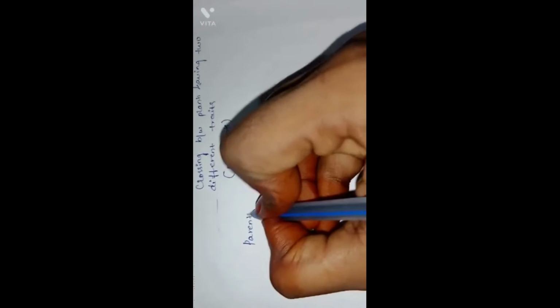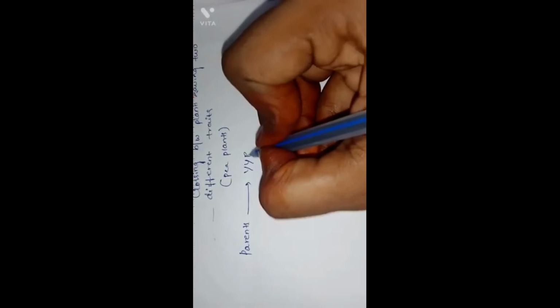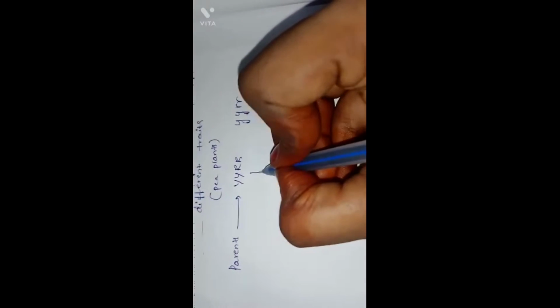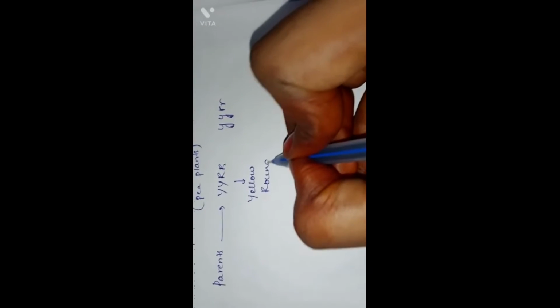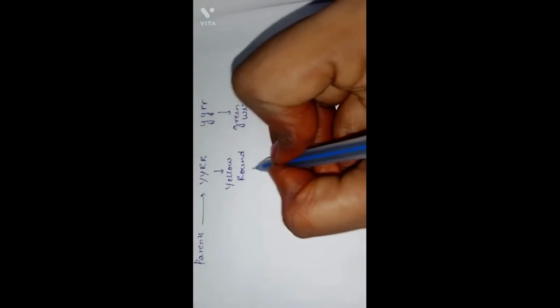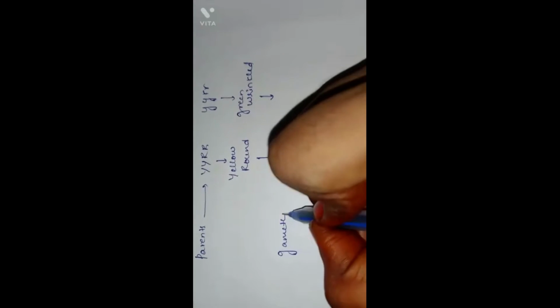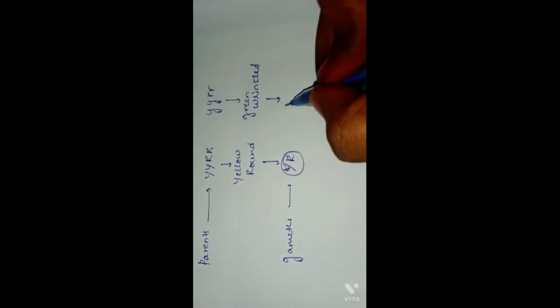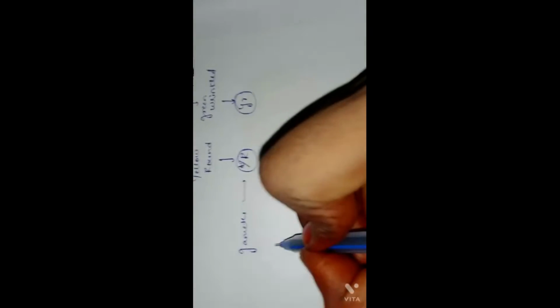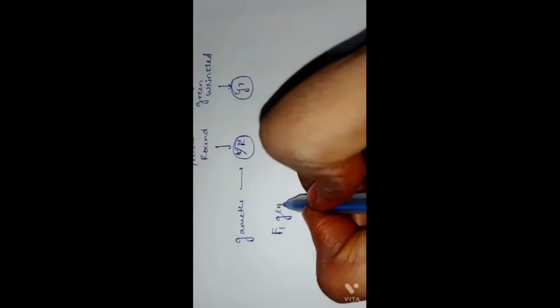The parents we are going to take are capital Y, capital Y, capital R, capital R, and small y, small y, small r, small r. In this, we get yellow and round for capital Y, capital Y, capital R, capital R, and green and wrinkled for small y, small y, small r, small r. Since these are homozygous in nature, we get only one type of gamete from both plants. For yellow round, capital Y, capital R, and for green and wrinkled, small y and small r.